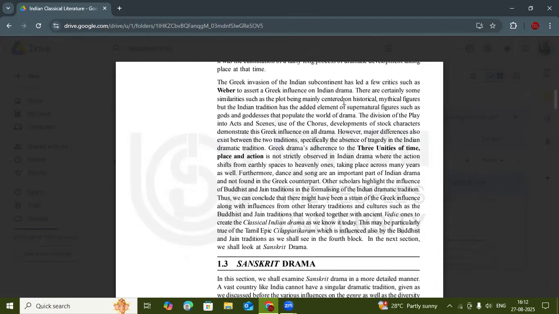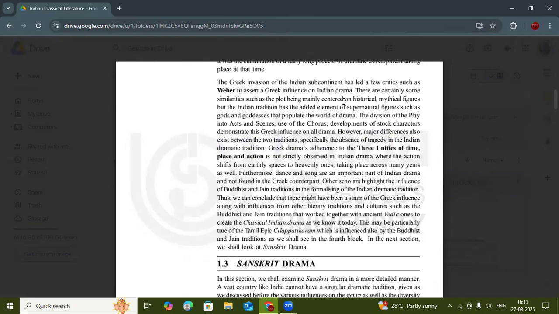However, major differences also exist between the two traditions, specifically the absence of tragedy in the Indian dramatic tradition. Greek drama's adherence to the three unities of time, place, and action is not strictly observed in Indian drama, where the action shifts from earthly spaces to heavenly ones, taking place across many years as well.